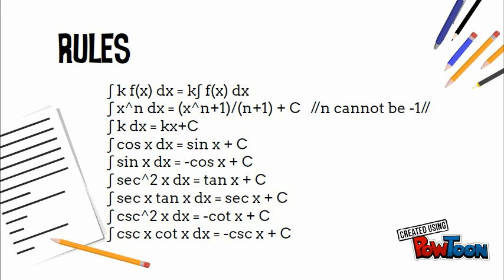These are: cosine x dx equals sine x plus C, sine x dx equals negative cosine x plus C, secant squared x dx equals tan x plus C, secant x tan x dx equals secant x plus C, cosecant squared x dx equals negative cotangent x plus C, and lastly cosecant x cotangent x dx equals negative cosecant x plus C.